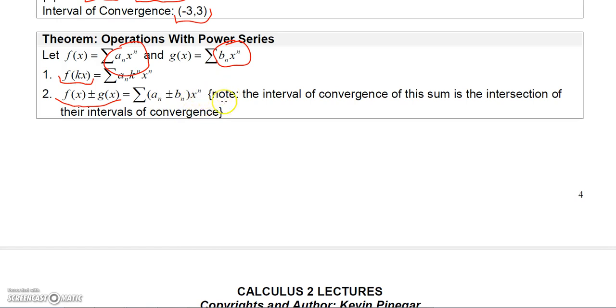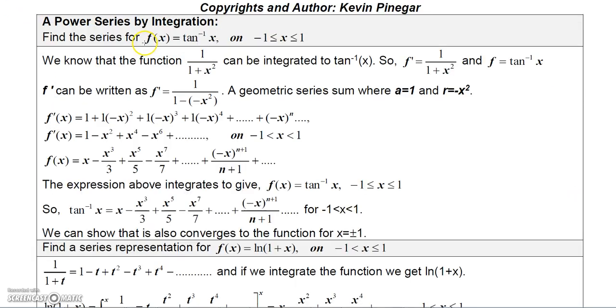where you're dealing with either a sum or a difference. And then the interval of convergence of the sum or difference would be the intersection of the two series here of their intervals of convergence. So it would be where the intervals of convergence of the two series intersect. So to find the series for arctan of x from negative 1 to 1, we can do this.